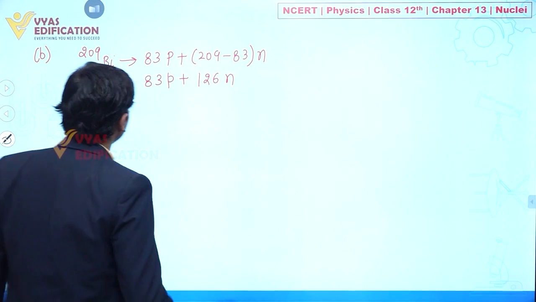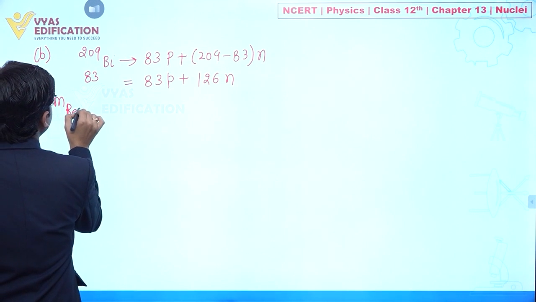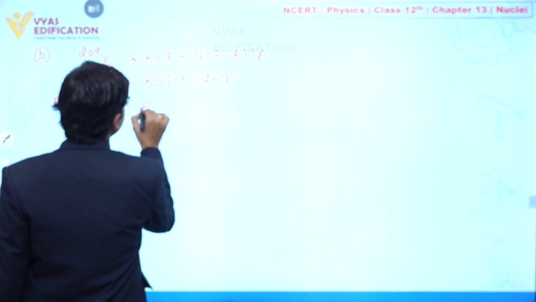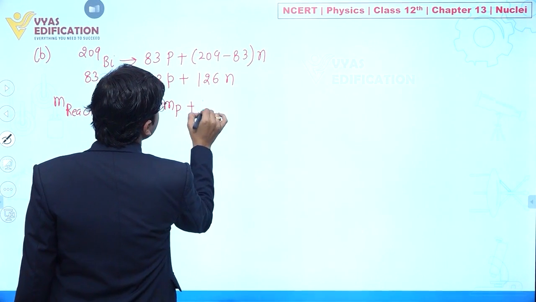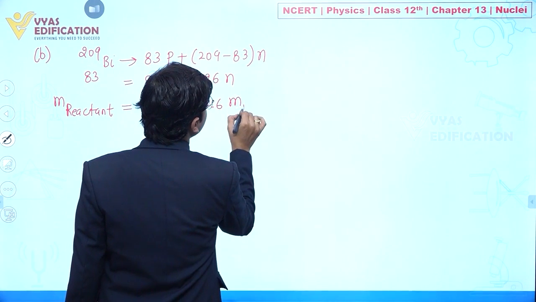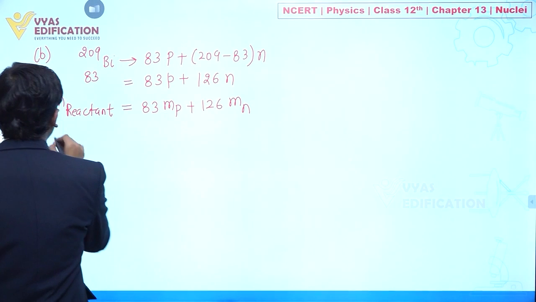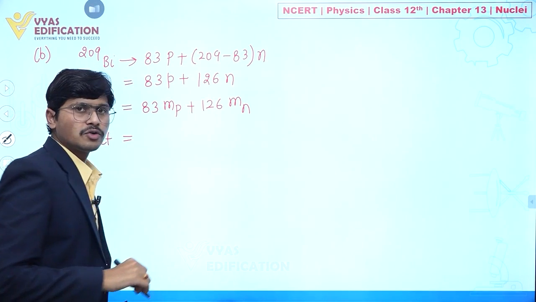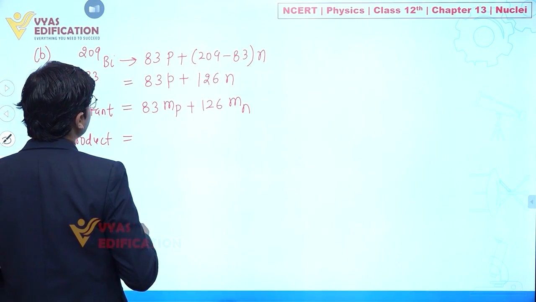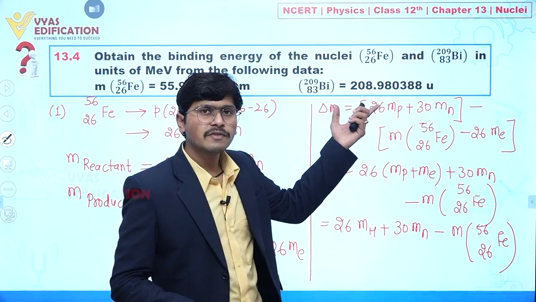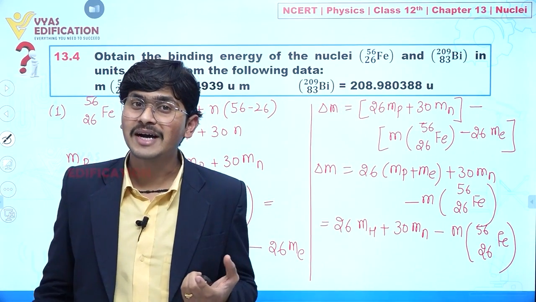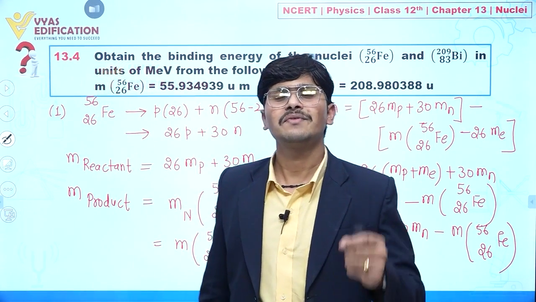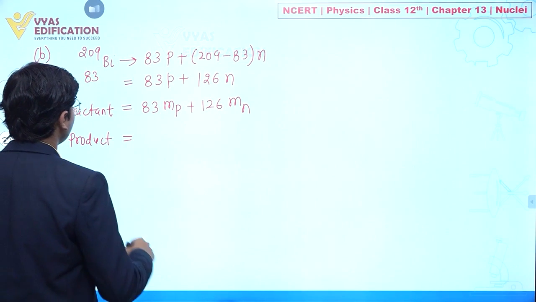Clear. So now again can we write the mass of reactant? The mass of reactant that I am getting is equal to 83 times the mass of proton plus 126 times the mass of neutron. Clear? Again we will find the mass of product. Mass of product means definitely this mass that is given to you is the atomic mass, but if you want to find the mass of the nucleus of bismuth, definitely you have to subtract the mass of electrons. Yes, so we can write it like this.